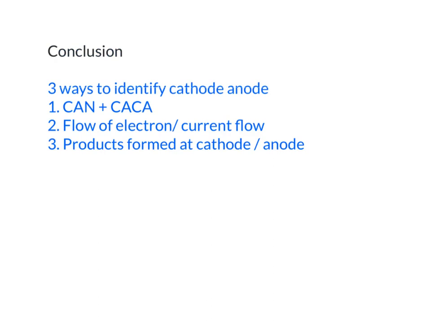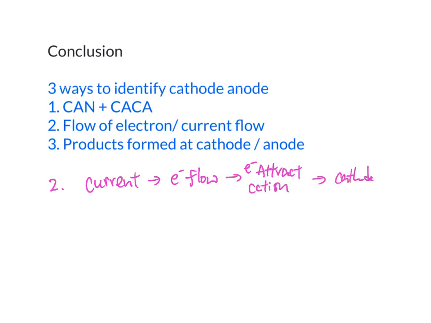Okay, get it? More or less it will be like that. So, conclusion: there are 3 ways to identify the cathode and anode. The first one is the typical CAN, CACA. The second one is the flow of electrons. Remember, when you have current, convert it to electron flow first. Then you know that the electron attracts cation, so that one will be cathode, and then you can think about CACA. The third one is the products formed at cathode and anode.